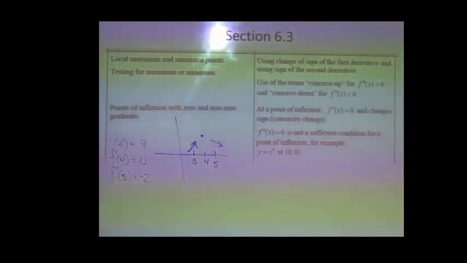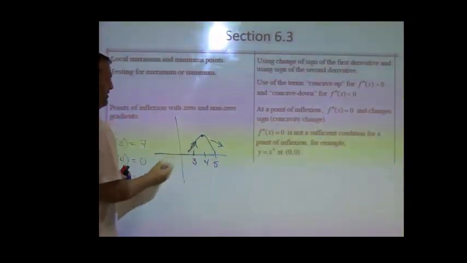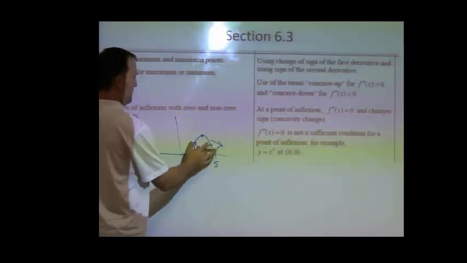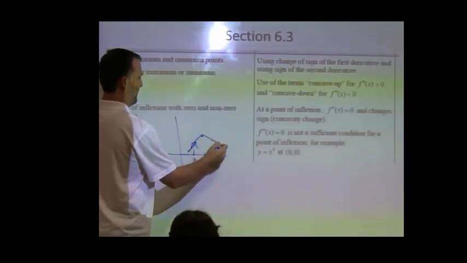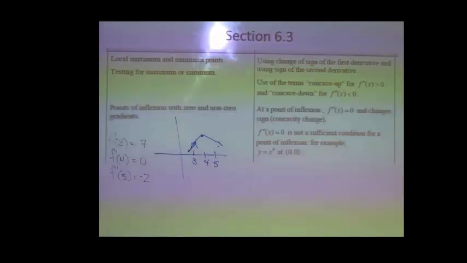So is 4 maximum or minimum? Maximum. Because we can see that it was going up and then going back down. And at 5 there is some sort of negative slope to it.